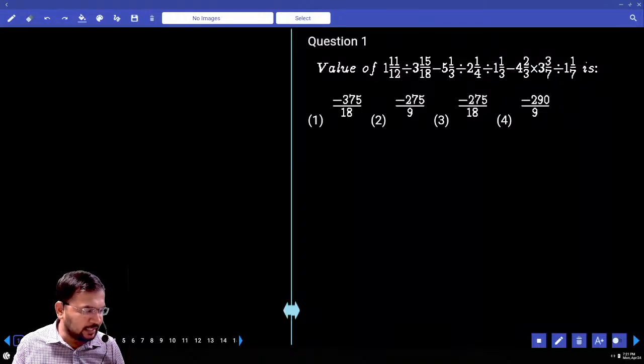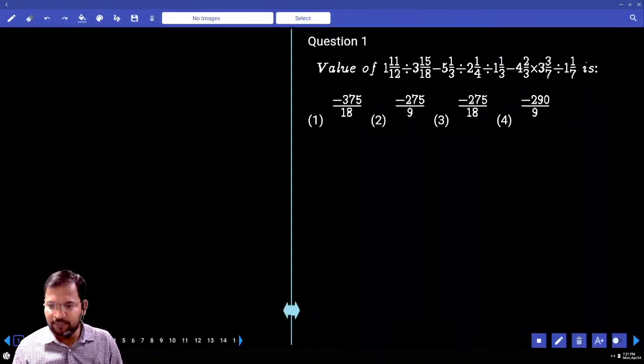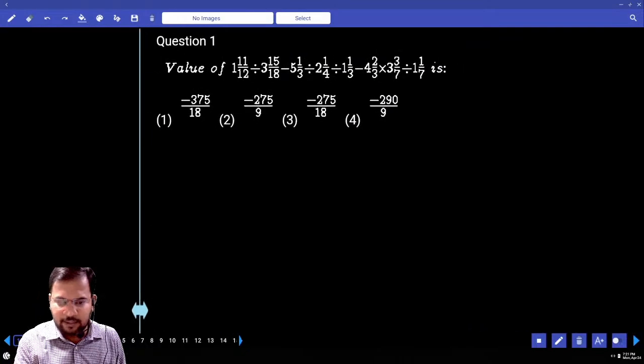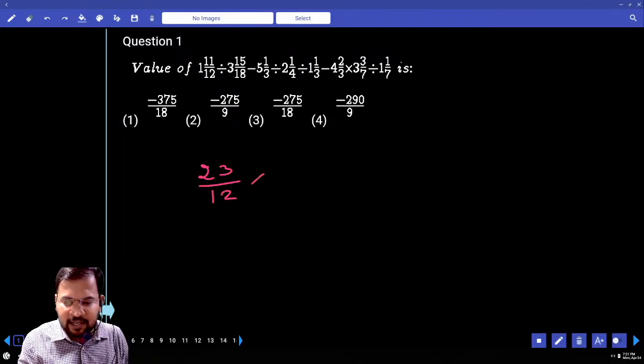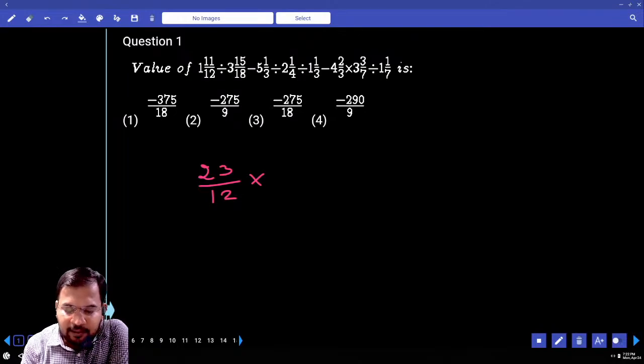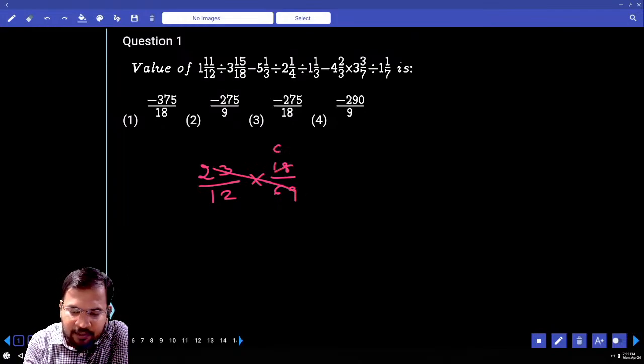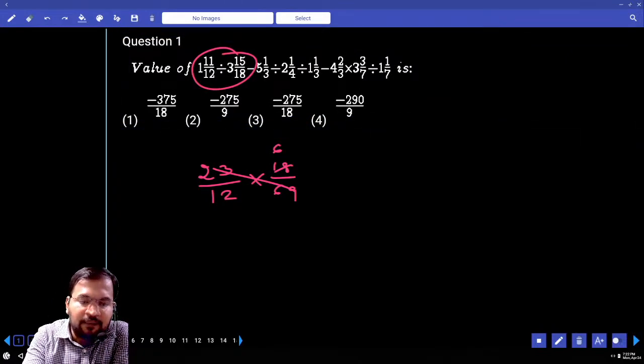We are going to see SSC MTS model test number 64. See the first question, simplification. 1 1/12, what is the value? 12 ones are 12, 12 plus 11, 23 by 12. Division I am going to write as multiplication. 18 3s are 54, 54 plus 15, 69, you have to write it reversed now, 18 by 69. 23, 3 times; 69, 3 how many times, 23 times; 18, 6 how many times, 3 times... so this value is 1 by 2.